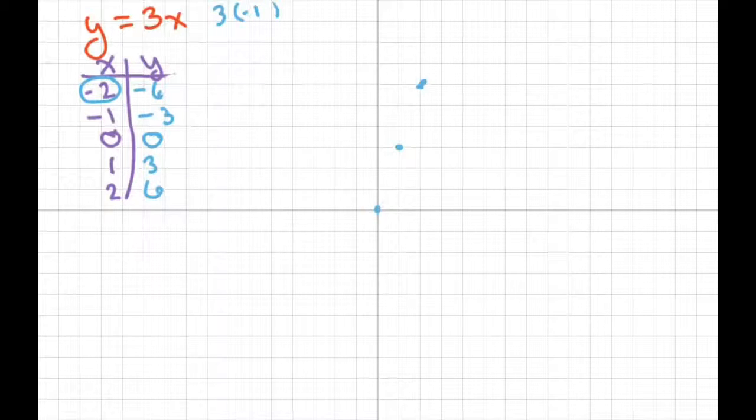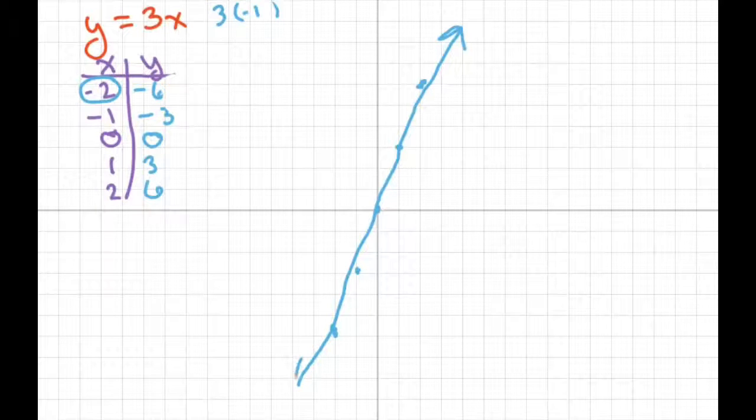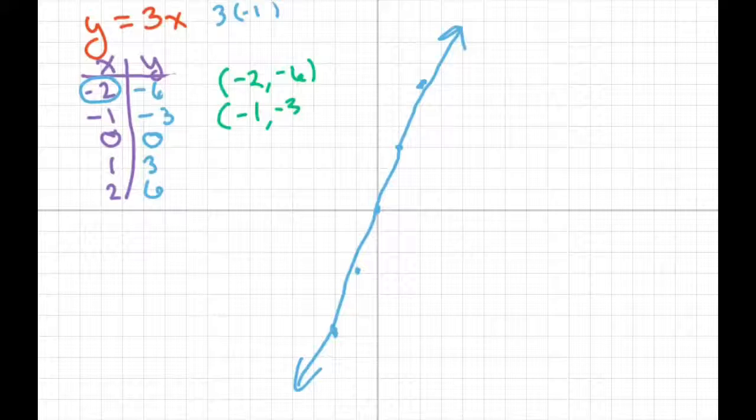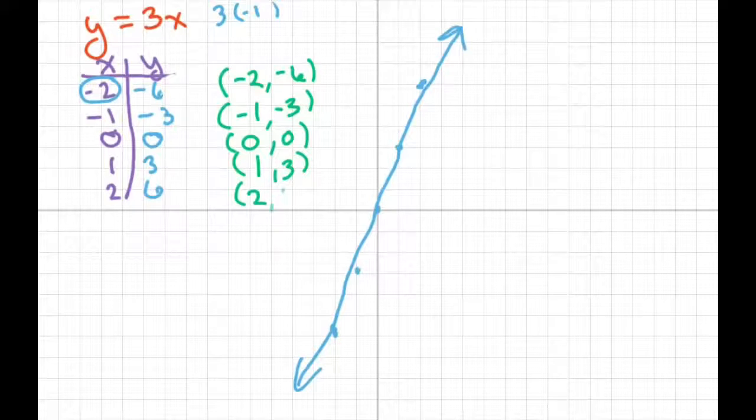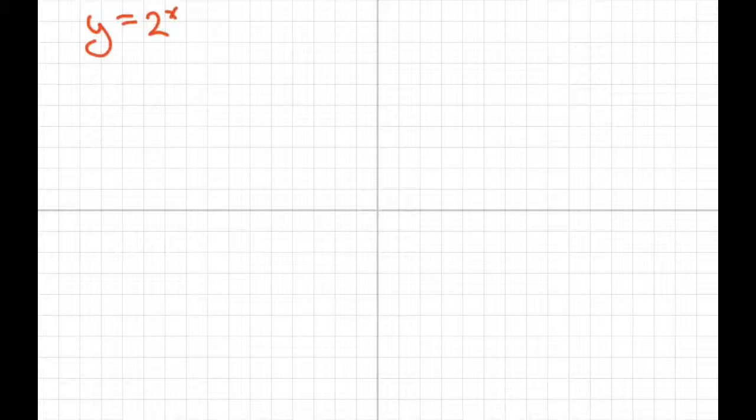And then do this one. -1 goes to -3. And -2 maps to -6. All right, and then just try to draw a straight line because you know it's linear. And that's not very straight, but it's the best I can do on this thing. And for example, these are just ordered pairs: -2, -6, -1, -3, 0, 0, 1, 3, and 2, 6. And there's your line.